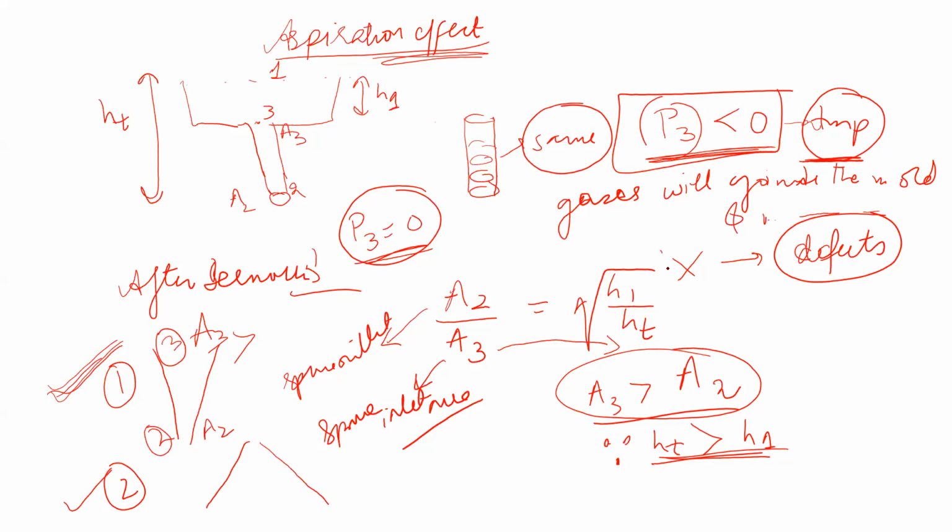In this way, this formula is very important, that you can use it directly. A2 by A3 is under root of H1 by HT. Very important, please note this down. Any doubt in this aspiration effect, you can please ask me. Can you dictate the exact definition?